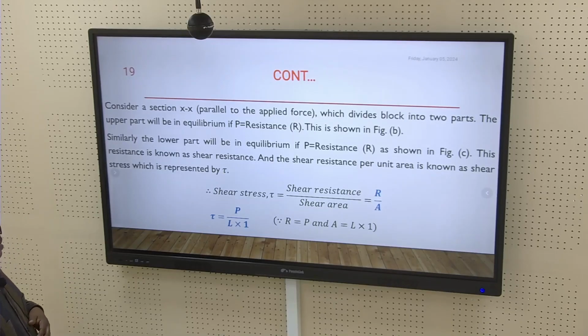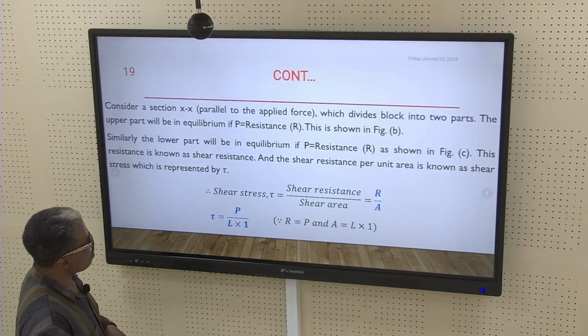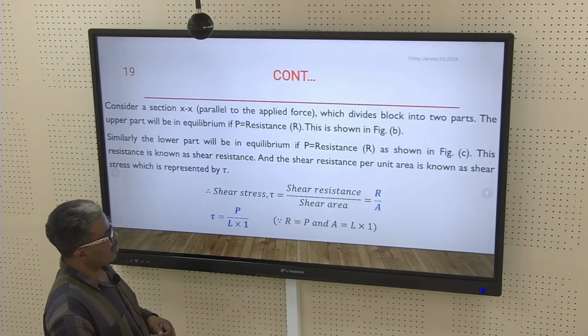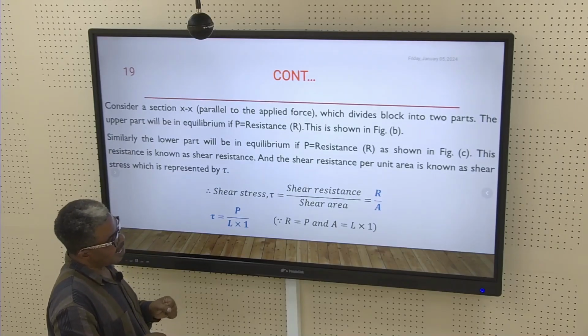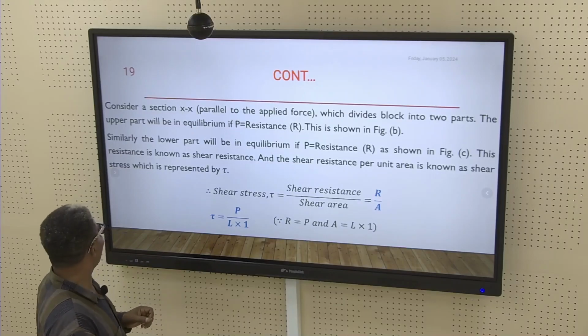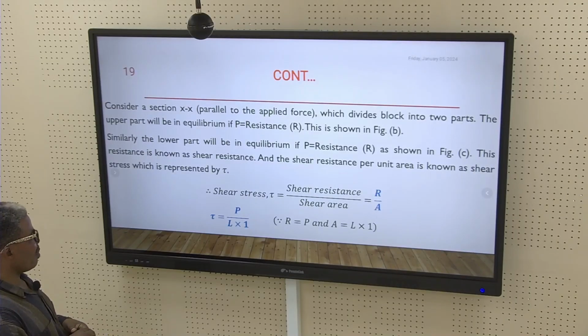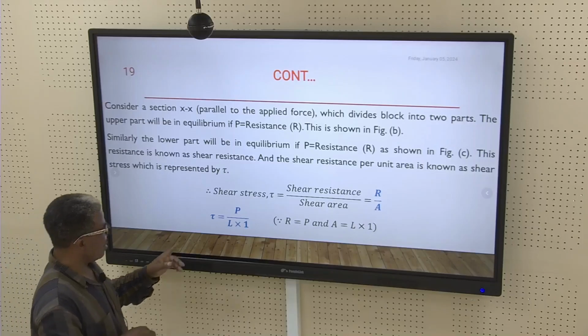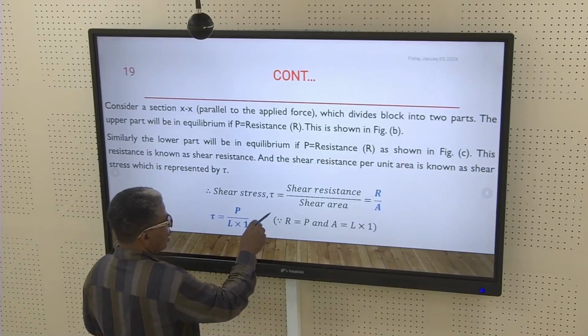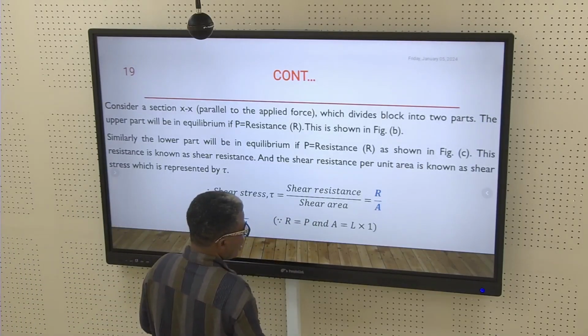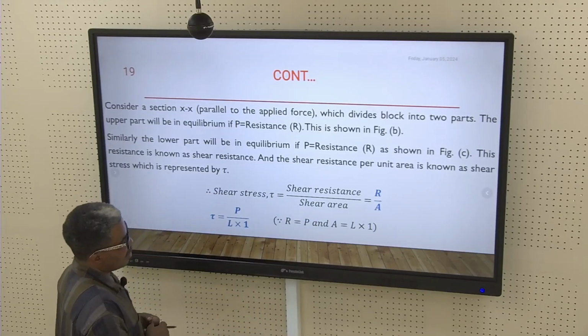Similarly, the lower part will be in equilibrium if P is equal to the resistance R, as shown in figure C. This is the resistance known as the shear resistance, and the shear resistance per unit area is known as the shear stress, which is represented by the letter tau. Tau, shear stress, is shear resistance over shear area, R over capital A.